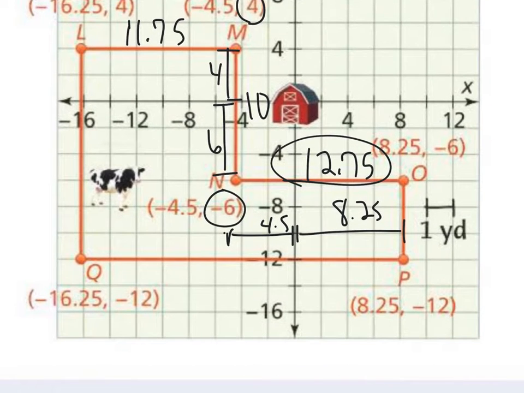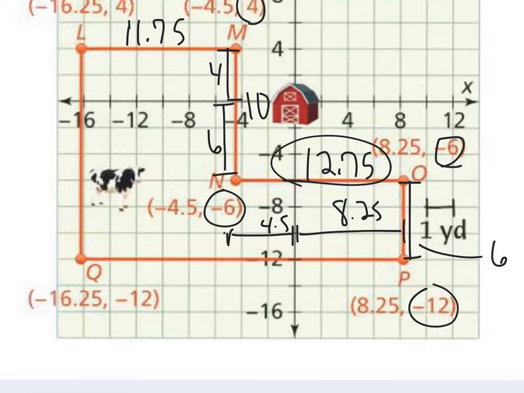And then the side is going from negative 6 to negative 12. So negative 6 to negative 12 is 6. And then, notice the boxes here, notice they're going by 2s actually, so we have to be careful about that, not just counting boxes.